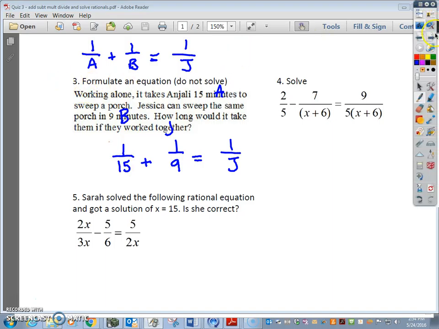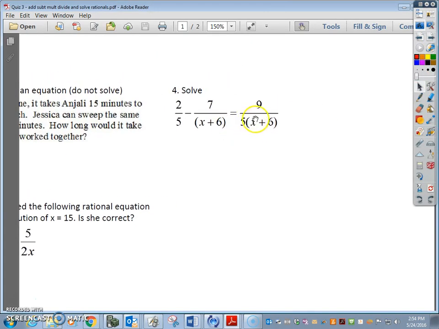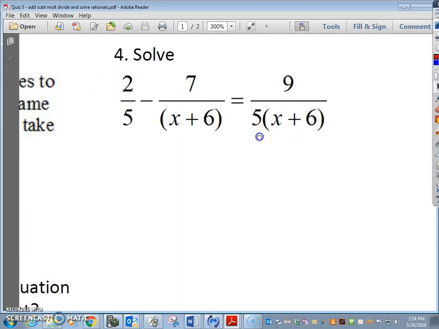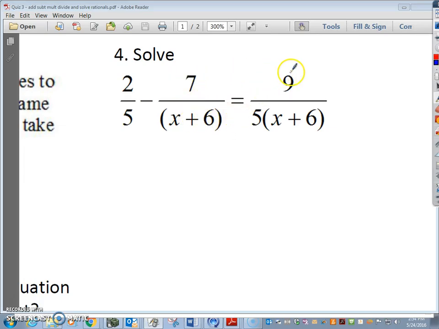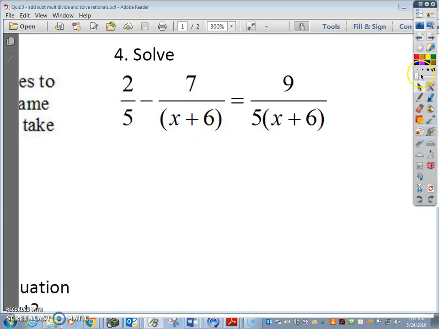Okay. Number 4 says solve this rational equation. There's an equal sign, so that means I can solve for x. I can try to find the value of x that makes it true. So let's do that. Right here I have 2/5 minus 7 over x plus 6 is equal to 9 over 5x plus 6. Before I combine any of this, it says to subtract this fraction minus that fraction. If I want to add or subtract two fractions, what has to happen with the bottoms? They have to match, right? So that means they have to have a lowest common denominator, an LCD.